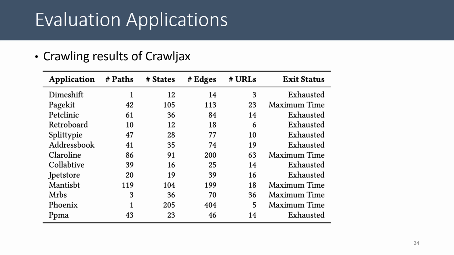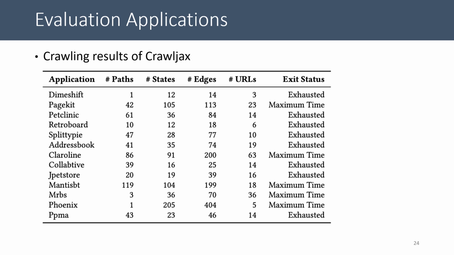In the table, number of passes represents the number of passes crawled by Crawljax during the exploration, which equals the number of generated test cases. Number of states represents the number of abstract UI states. Number of edges represents the number of clickables that cause state transitions.